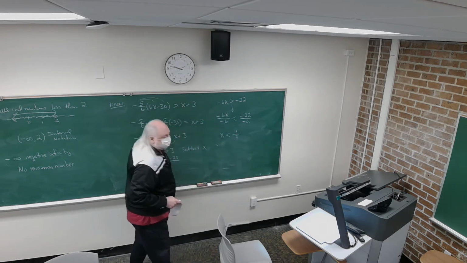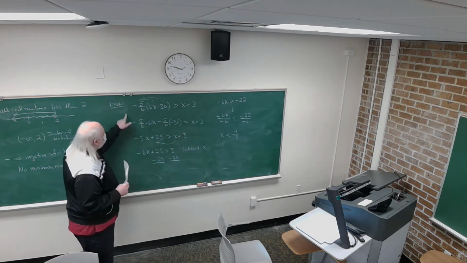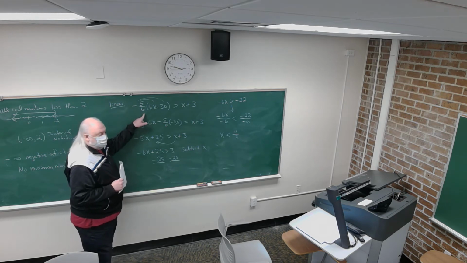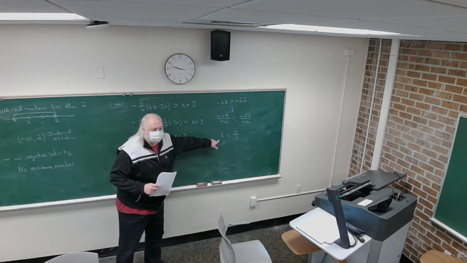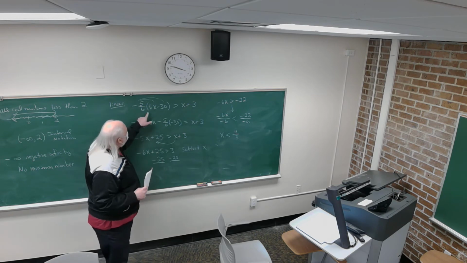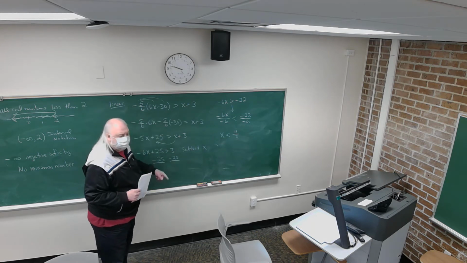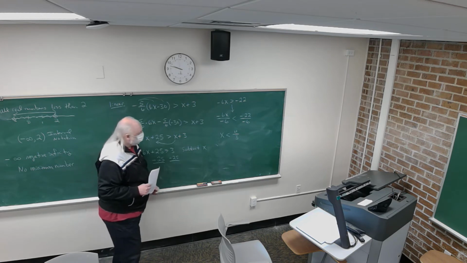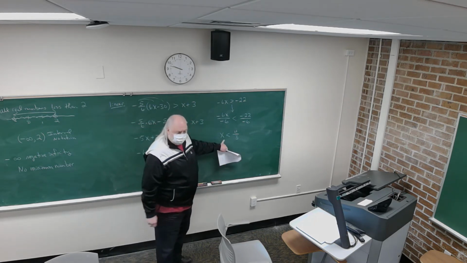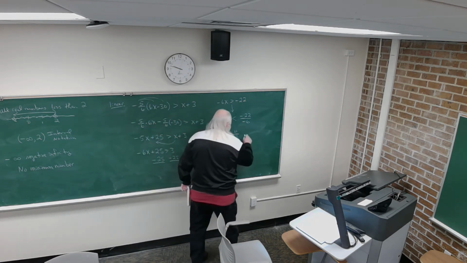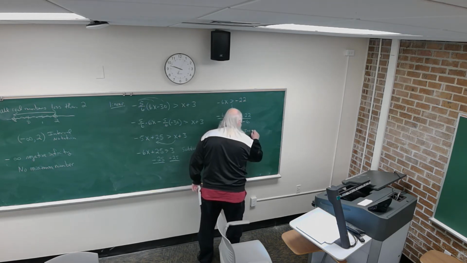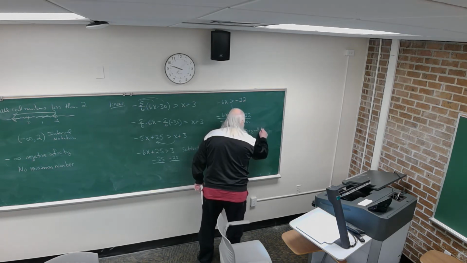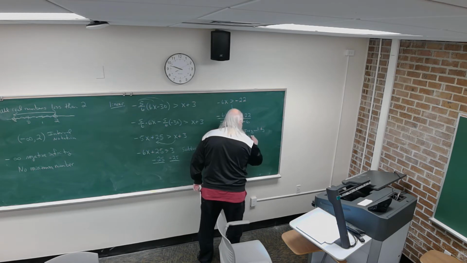So the solution set to our original problem is x less than 11/3. You put in any real number less than 11/3 in for x on the left and right hand side, and the value of the left hand side will be greater than the value of the right hand side. So this is the solution set in inequality notation.